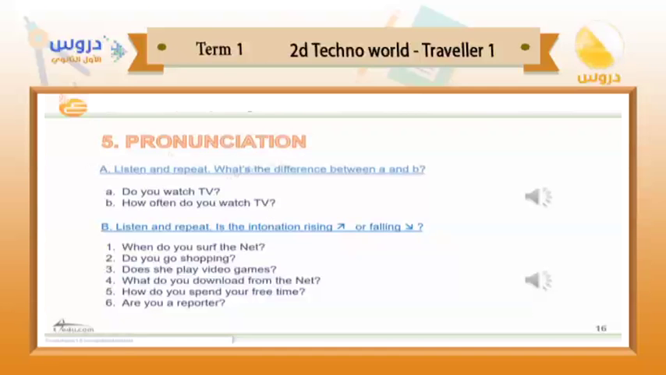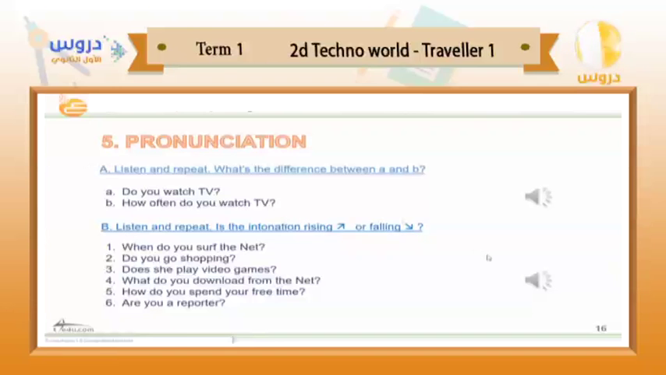Okay, listen to these questions. You can find that there is a difference between them. A. Do you watch TV? B. How often do you watch TV? You'll notice that there is a difference in the intonation of the voice. The intonation, how high or low your voice goes when you read the question. That means it's either a rising intonation or a falling one.